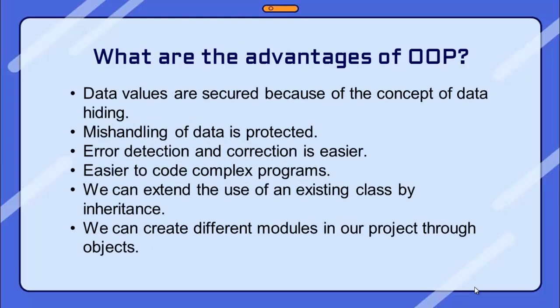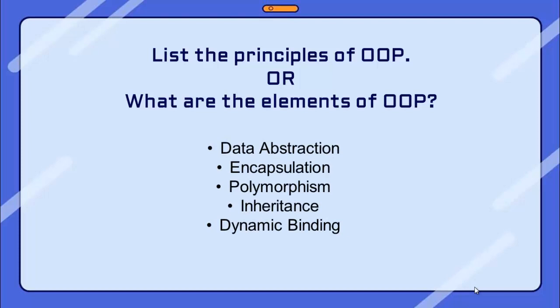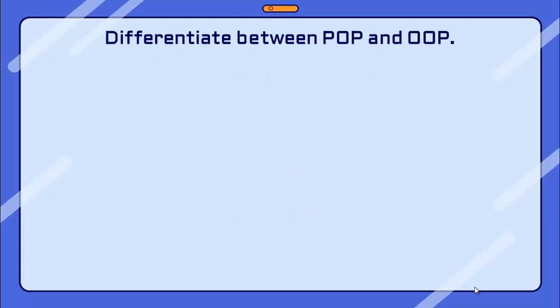What are the advantages of OOP? Data values are secured, mishandling of data is protected, error detection and correction is easier, easier to code complex programs. We can extend the use of a class by using inheritance. Creation of different modules in a project through the objects is possible here. The principles of object-oriented programming are data abstraction, encapsulation, polymorphism, inheritance, dynamic binding. The other way they will ask is what are the elements of OOPS.